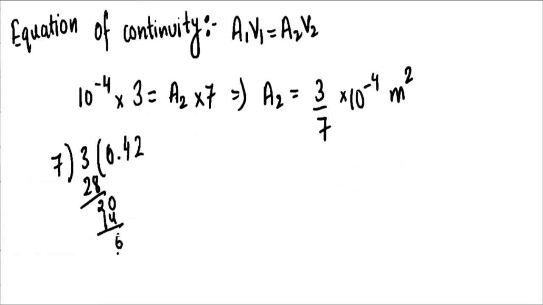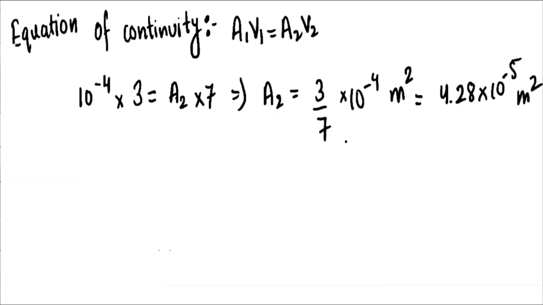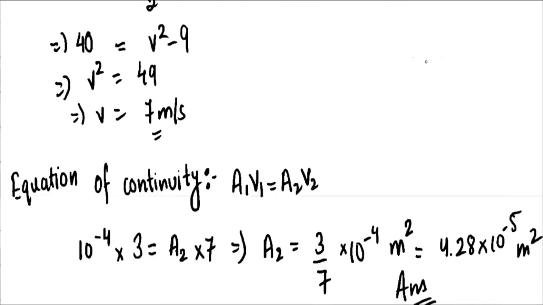So this is 6 basically, so you will get a 60 over here. Lastly, you will get 7 times 7 is 49, and 7 times 8 is basically 56. So let's conclude that it will be 4.28 into 10 to the power minus 5 meters square. So in decimals also I found the answer, and in fraction also. This is basically our final answer. Okay, thank you so much.